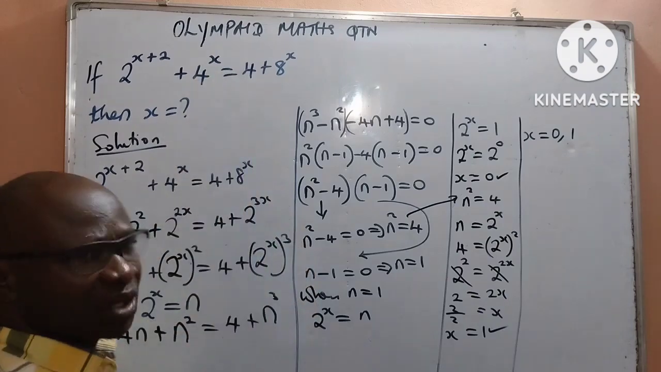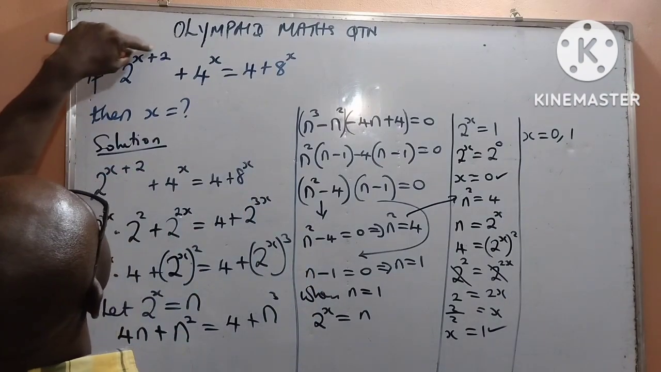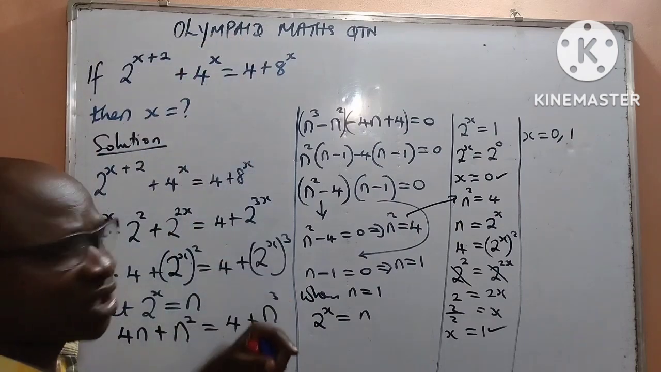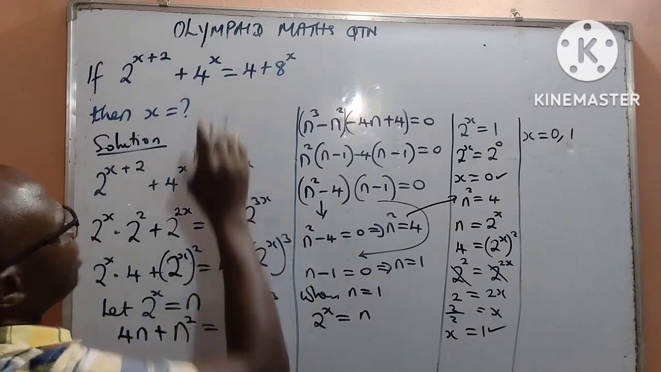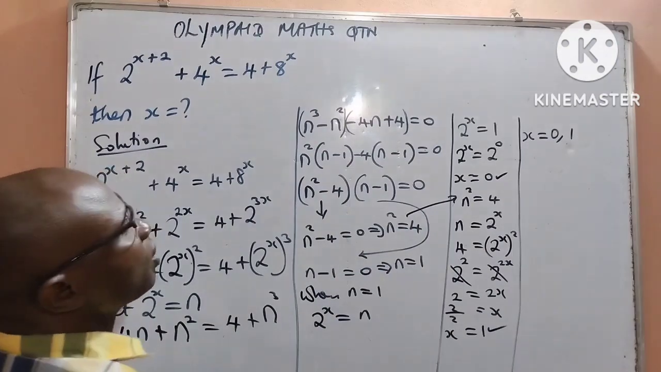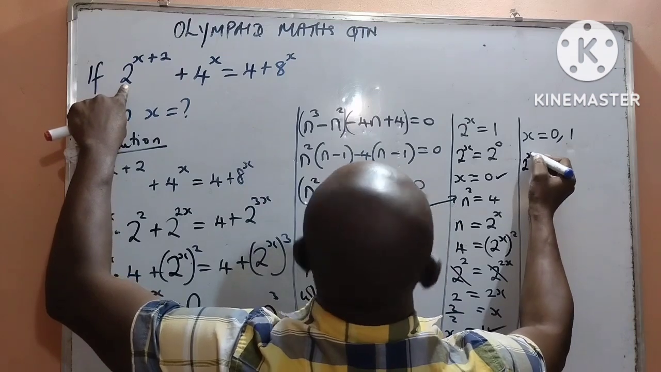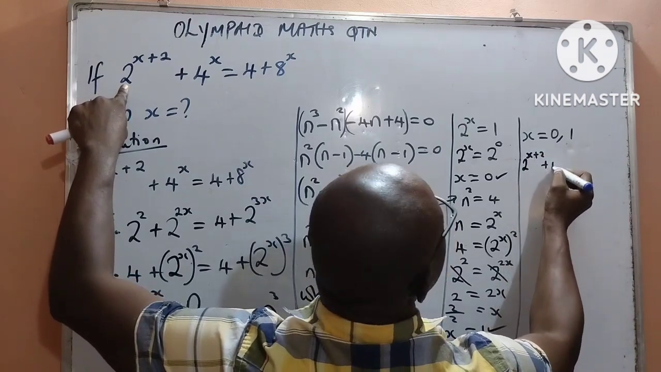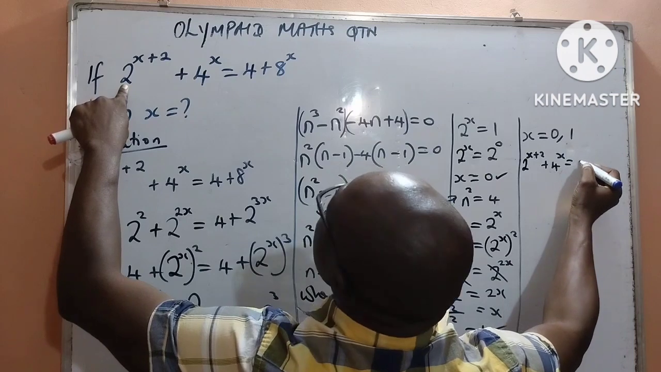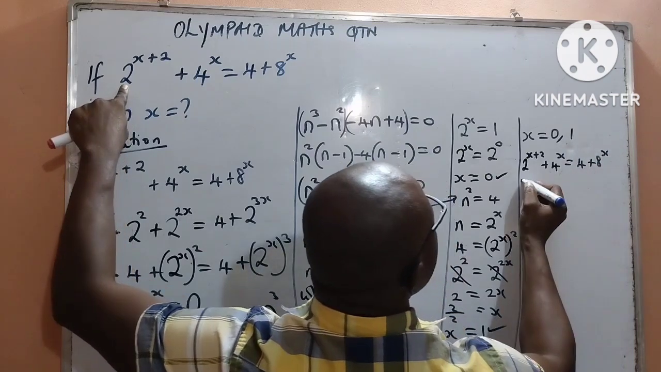Let us check our result. And what do we want to do now? We want to put the values of x into the positions of x to see if the two sides of the equation will be equal. And that will authenticate what we have done. So, from this question I have 2 to the power x plus 2, then plus 4 to the power x is equal to 4, then plus 8 to the power x.